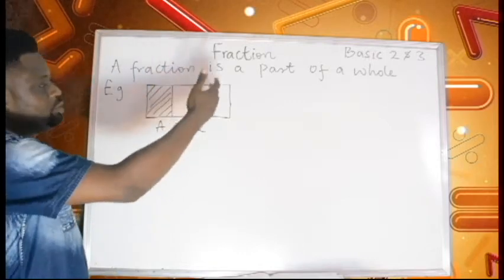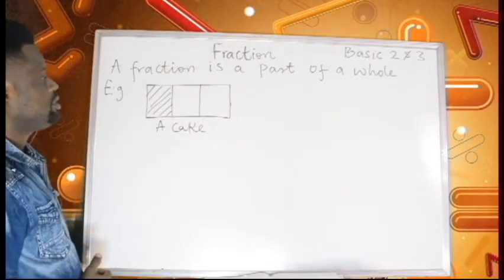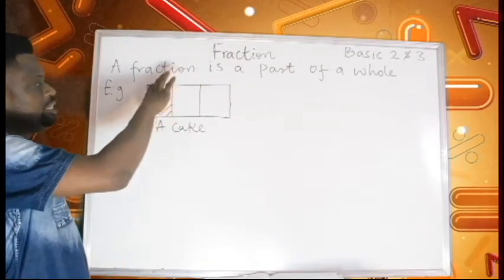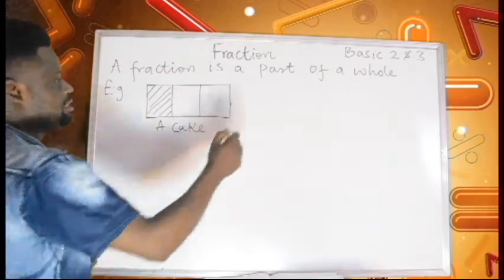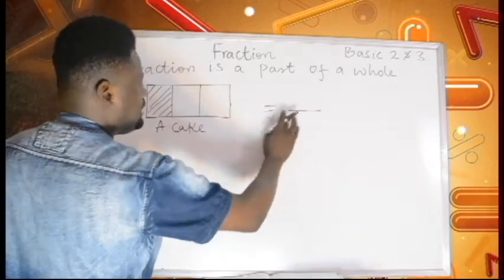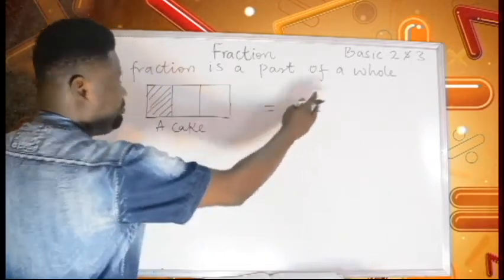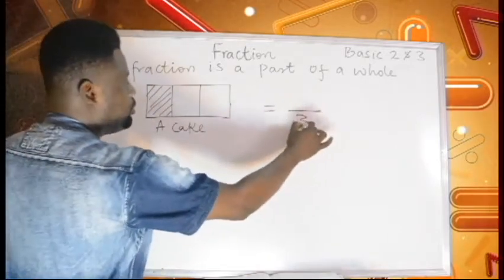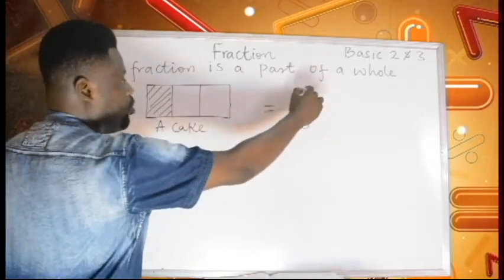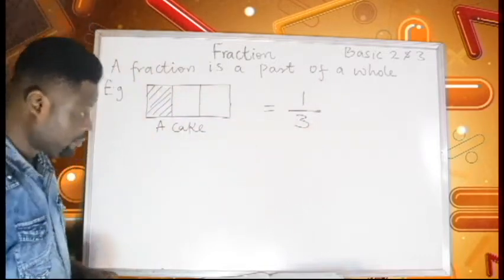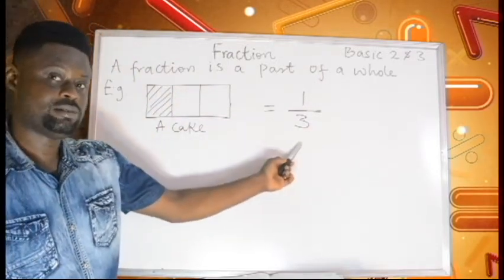And the cake is divided into 3 portions. And John is given one of the portions. So we say the cake is divided, that's your division line, into 3 portions. And John is given 1 portion, so it will be 1 divided by 3. This is an example of a fraction.